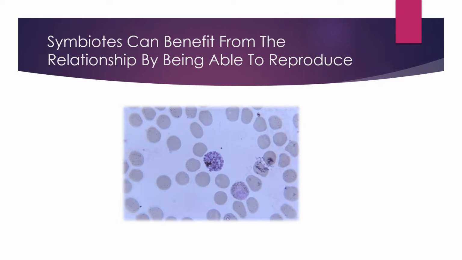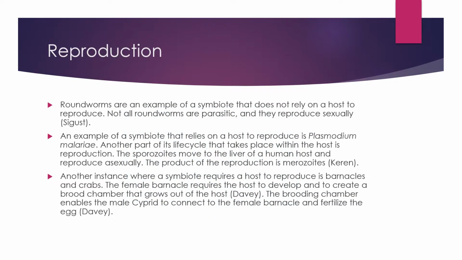Symbiotes can benefit from the relationship by being able to reproduce. This is a picture of malaria, which will be talked about in the next slide. Reproduction. Some symbiotes require a host to reproduce, while others do not. Roundworms are an example of a symbiote that does not rely on a host to reproduce. Not all roundworms are parasitic, and they reproduce sexually.